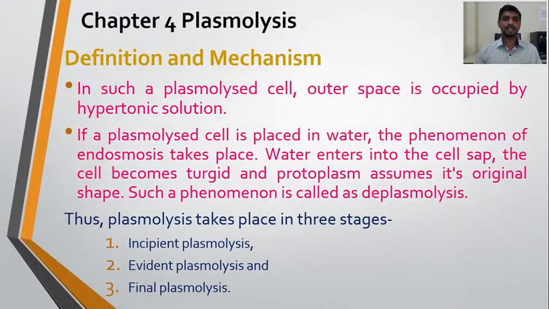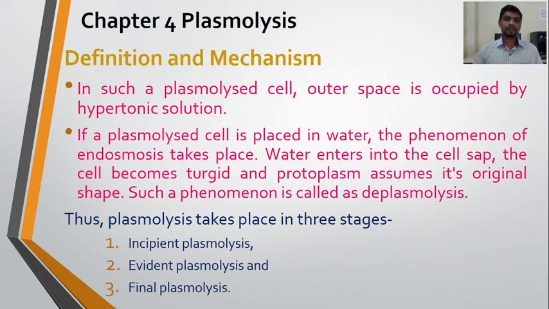Now the definition and mechanism. In such a plasmolysed cell, the outer space is occupied by the hypertonic solution. If a plasmolysed cell is placed in water, the phenomenon of endoosmosis takes place. Water enters into the cell sap and the cell becomes turgid and the protoplasm assumes its original shape. Such a phenomenon is called deplasmolysis.